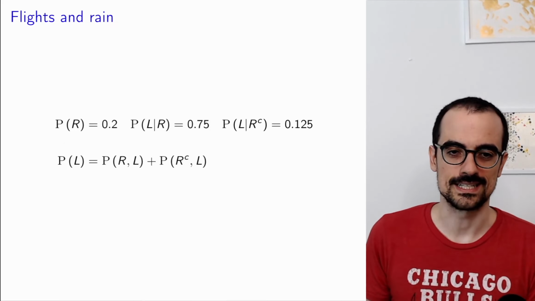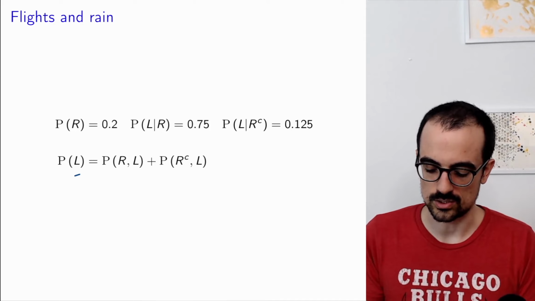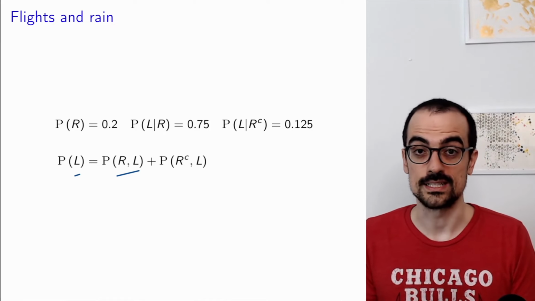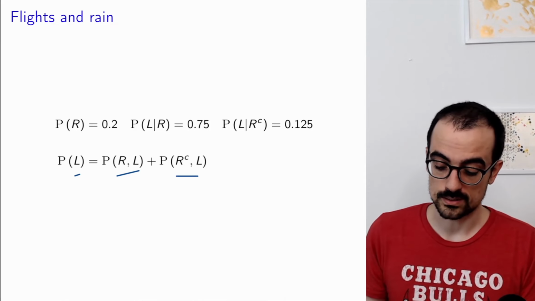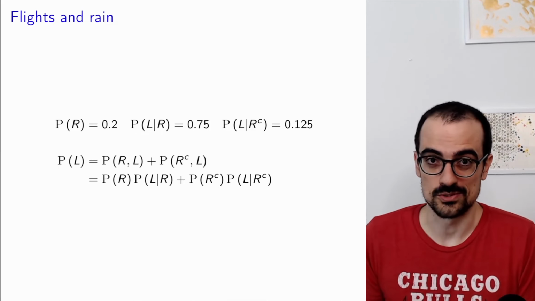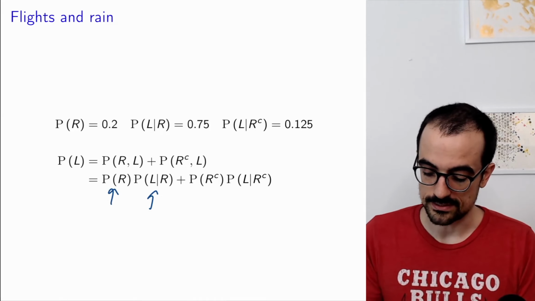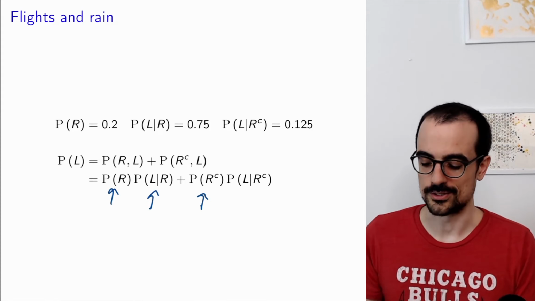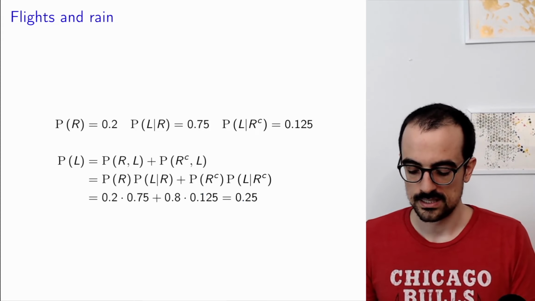Okay, and this is what I mean by the fact that I typically just rederive this because it's more intuitive to me. We want the probability of late. We take the intersection with R and the intersection with R complement, and then we expand using the chain rule. And that's the law of total probability, but again, it's just easy to rederive every time. And then we plug in the probabilities. So this is 0.2, this is 0.75. What is that? Think about it for a moment. It's 1 minus 0.2, right? 0.8, and this is 0.125. Put that all together, boom, 0.25.